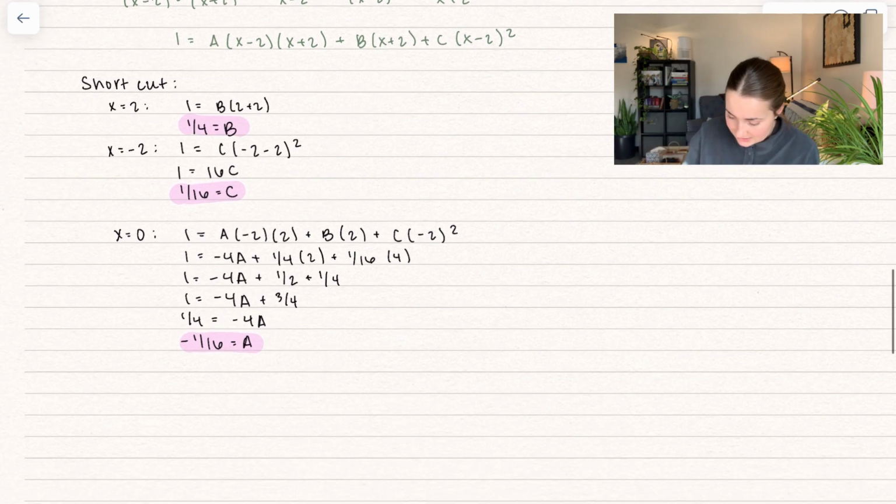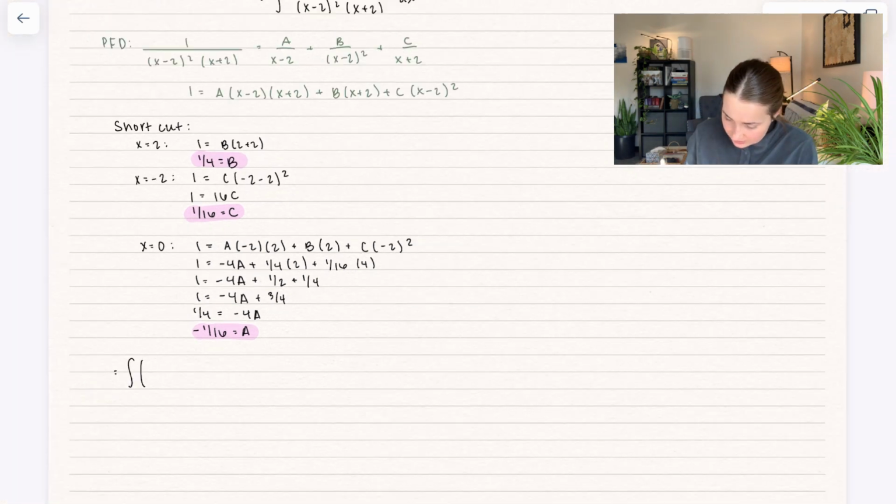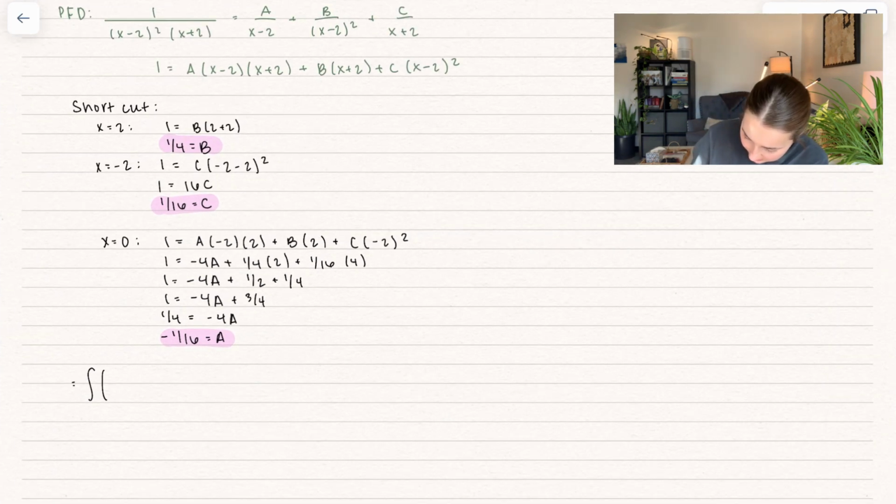But let's go ahead and set up our integral now. So I need to zoom out so I can see my terms. Okay, so it's going to be -1/16 divided by the normal x minus 2, and then plus b. So b is equal to 1/4, and this one is the x minus 2 squared. And then c, 1/16 divided by the x plus 2, dx.